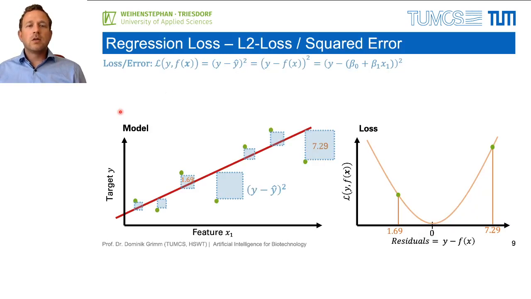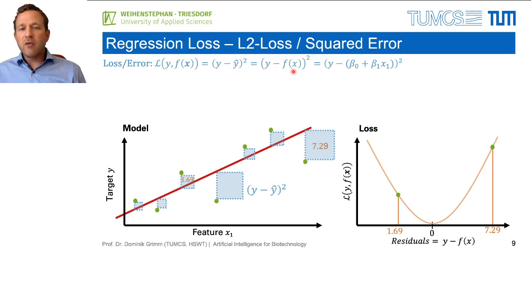We could, for example, compute the L2 loss. The L2 loss is nothing else than the squared error. So instead of computing here the absolute error, we now compute the squared error, which is nothing else than y minus y hat squared. So we just square up the errors, which I visualized here. So we not only have here the distance between the point and the linear function, we now have here a square. So we square up the errors.